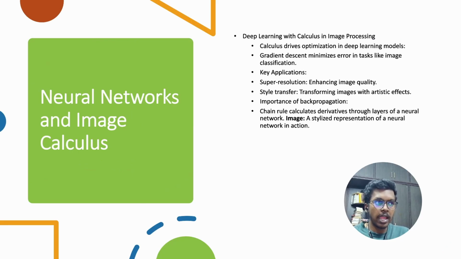Neural networks, image processing and calculus. Deep learning with calculus in image processing. Calculus drives optimization in deep learning models. Gradient descent minimizes errors in tasks like classification. Key applications: super resolution, enhancing image quality, and style transfer, transforming images with artistic effects.